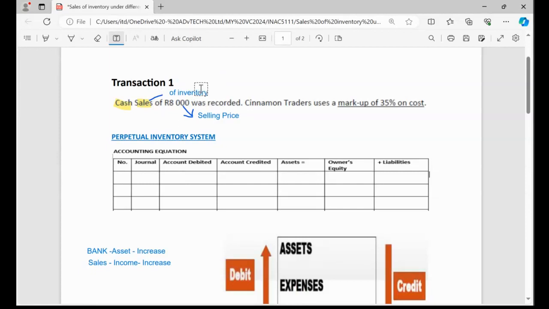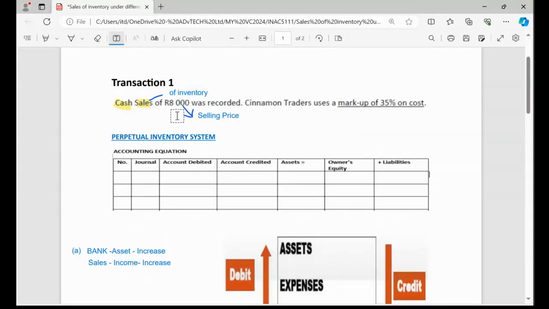The minute you sell inventory under perpetual, make sure that you have the first accounts, which I'm going to call A, and then you're going to have the second account, which I'm going to show you. For the A part, you will always have bank if you sold for cash, and sales. But if you sold on credit, this will be credit sales, so you are going to have debtors control here instead. You need to check that. This is the first thing that you must do.